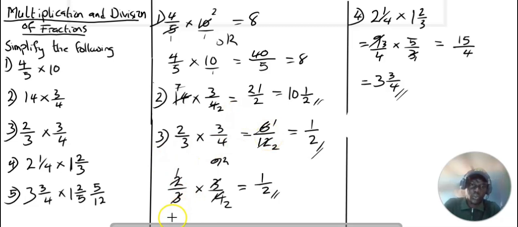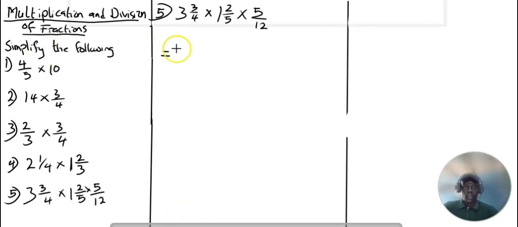Let's solve the last question here. So this is our final question that we're solving under multiplication. We have 3 whole number 3 over 4, 1 whole number 1 over 5, and 5 over 12. So 2 of them here are mixed numbers.